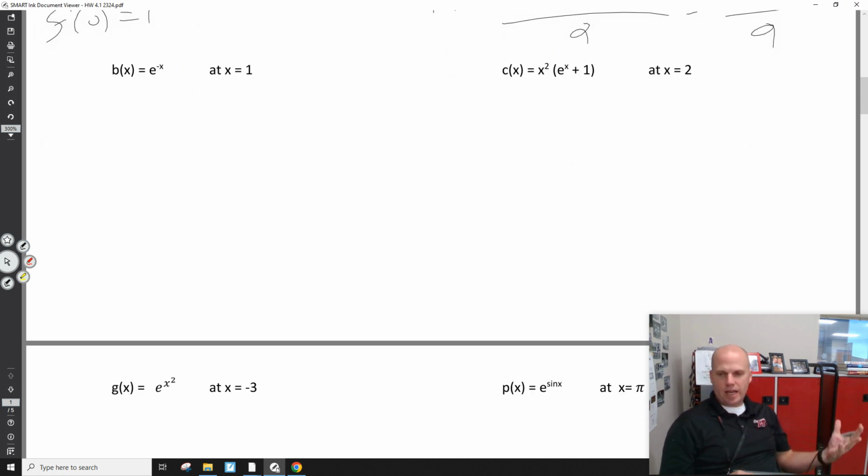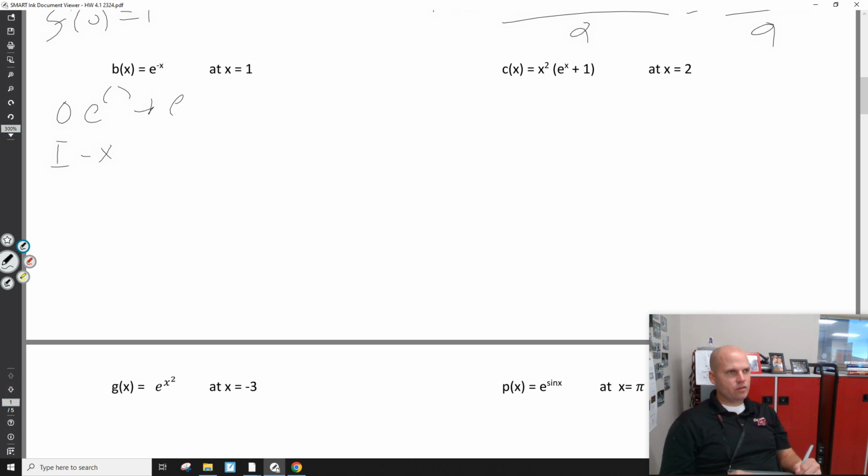So get e to the negative x. Okay. If in the power it's something other than just x, we need to O and I it. It's a chain. E to the power, its derivative is e to the power. The derivative of the inside, -1. We get e to the negative x times -1, or negative e to the negative x.